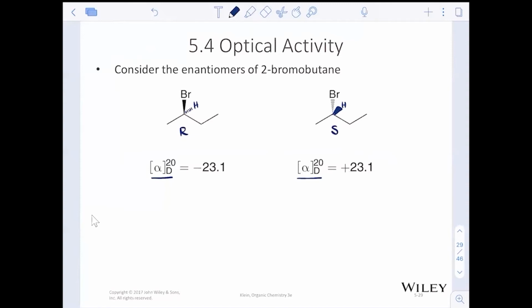An alpha D20 for a pair of enantiomers is exactly the same, just opposite in sign, to tell you whether it rotates to the right or to the left. Now the plus and minus sign is what tells you if it's to the right or to the left. So we'll get there in just a second. But notice how the R for this one is a negative 23.1 degrees and the S is a positive 23.1 degrees. That tells you that these are enantiomers.